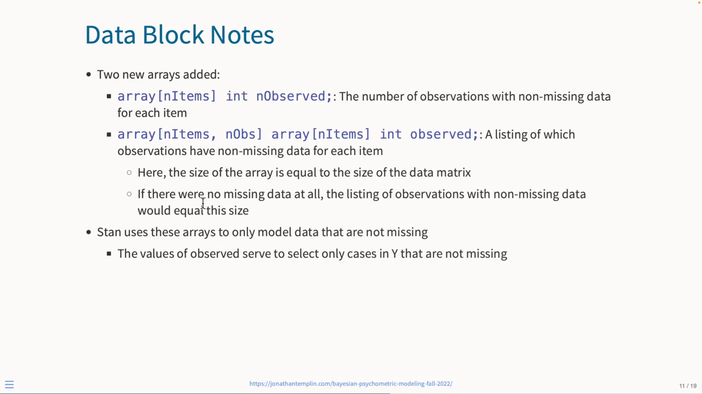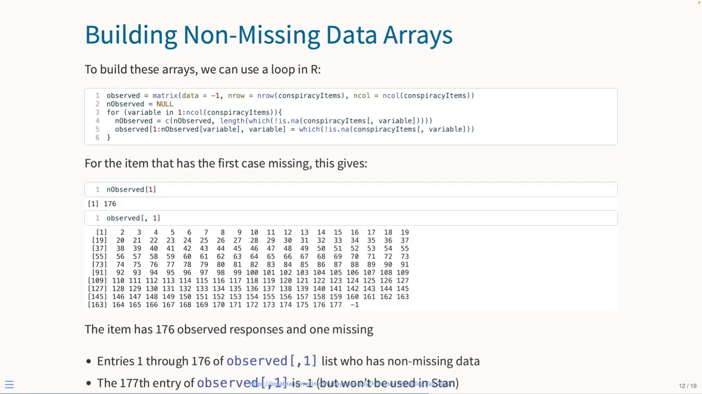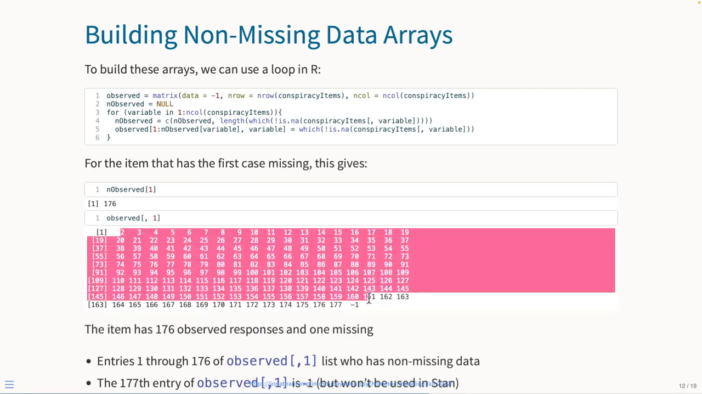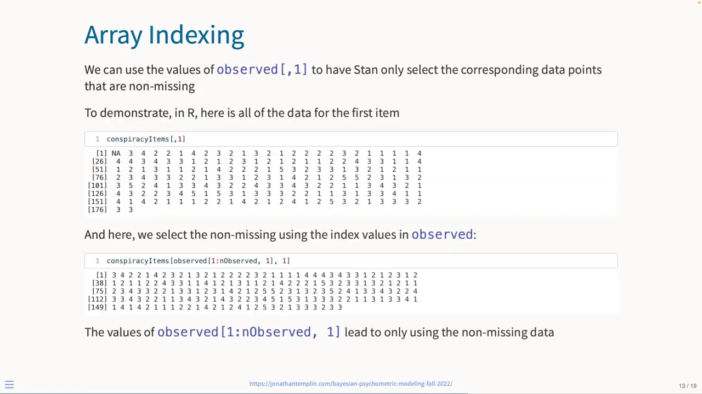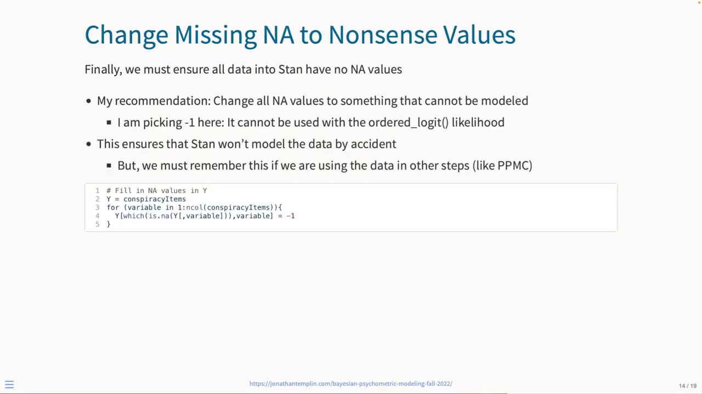I just mentioned all of this. Here's the non-missing array once again. I did the loop again. This is just showing you the very first item observed. This is the set of values. So what we need to tell Stan is take case 2 through case 177 to select the data for. And that's array indexing.